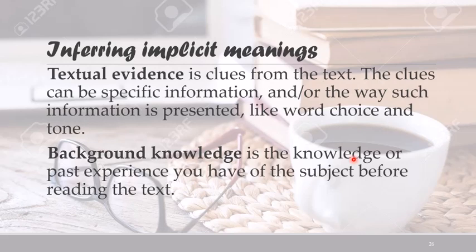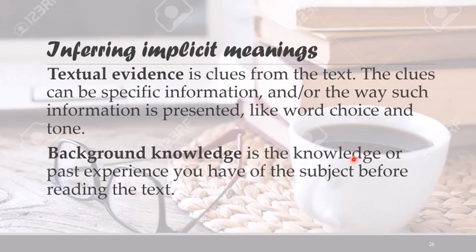Textual evidence means the clues from the text. For example, the specific information we can see in the text, like what we can observe in the pictures previously. But at the same time, we also need to pay attention to how such information is presented. For example, we have to consider the word choice and also the tone used by the writer. These would be probably what we expect students to do at Form 4 level, in particular about true, false, and not given questions.